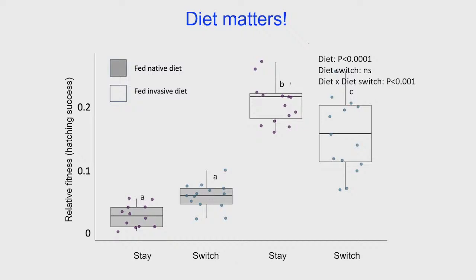We also worked out a correlate for relative fitness, which is simply the number of hatchlings that each individual pair had compared to the fittest genotype or pair of genotypes. And again, what you can see here is this relationship holds up. So the relative fitness of insects fed the invasive diet is almost 3 times that of insects that were fed their native diet.